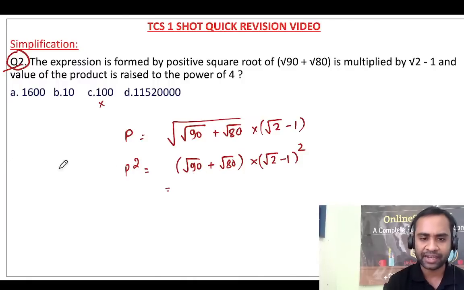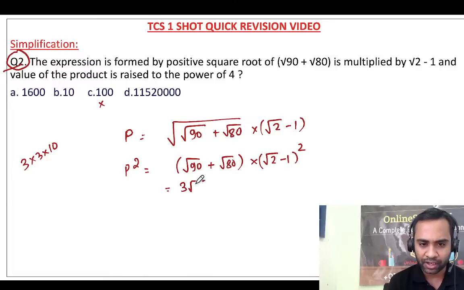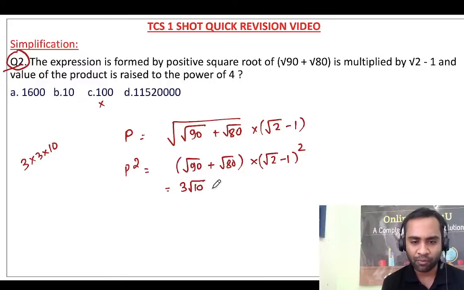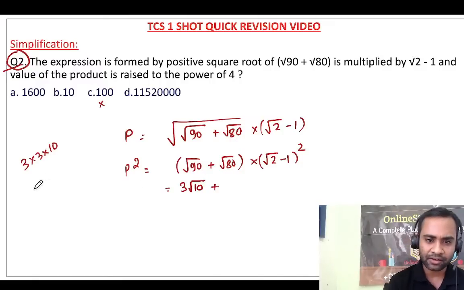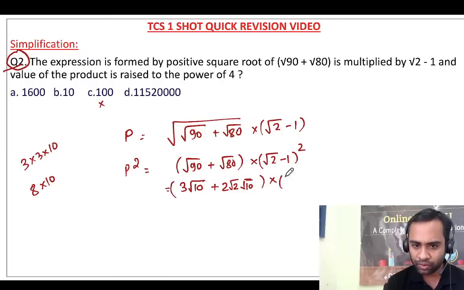So we know 10 is there in this. So square root of 9, 3 into 3 into 10, so I could write 3 root 10. And here what I can write? 8 into 10, so I can write 2 root 2 and square root of 10. So this is what we will be getting into: a square plus b square minus 2 root 2.